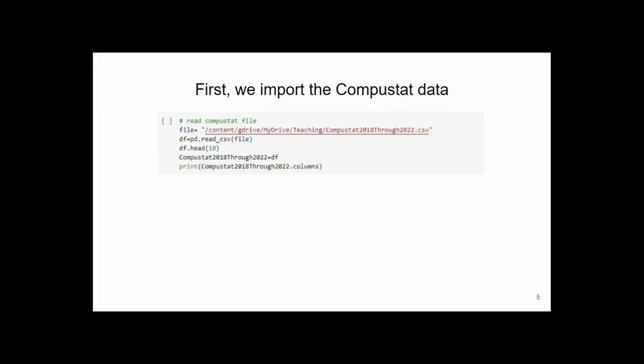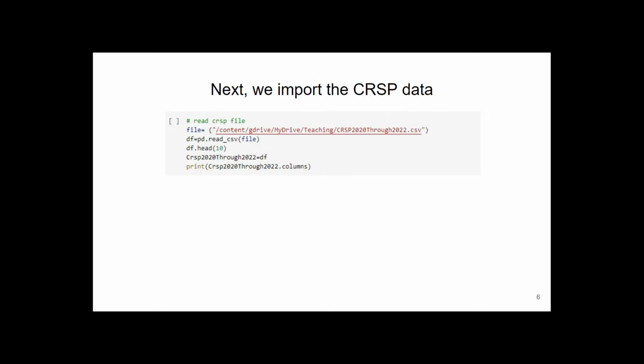with the value dummy. So first we import the Compustat data, as you can see here, and we're importing Compustat 2018 through 2022. Next, we import the CRSP data, and we're importing the 2020 through 2022 CRSP data.